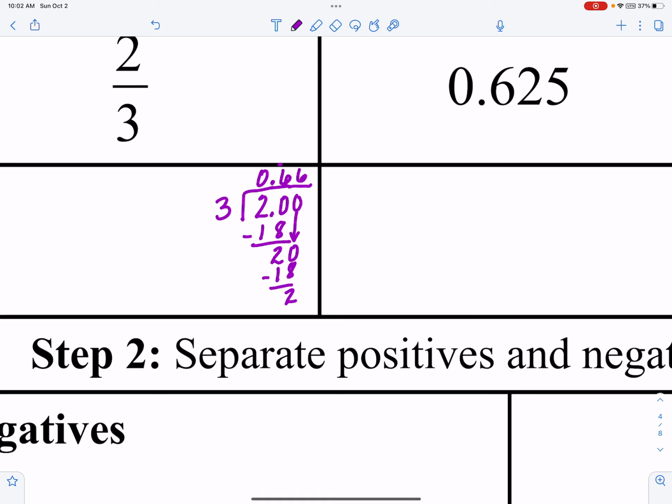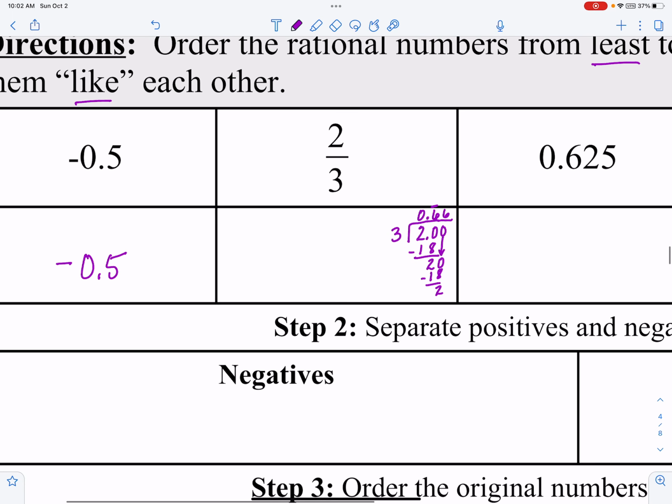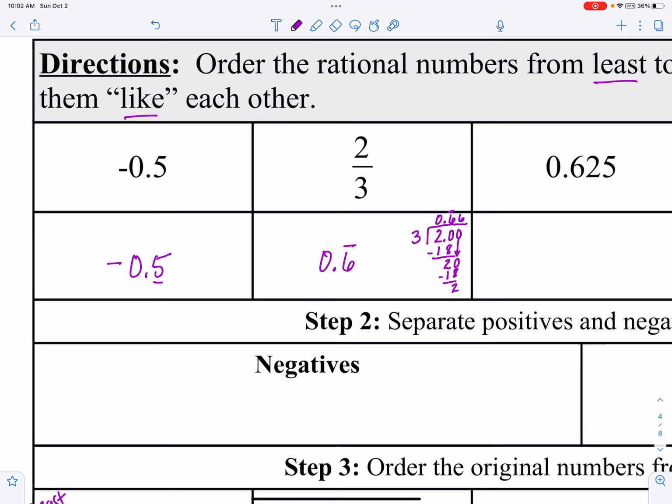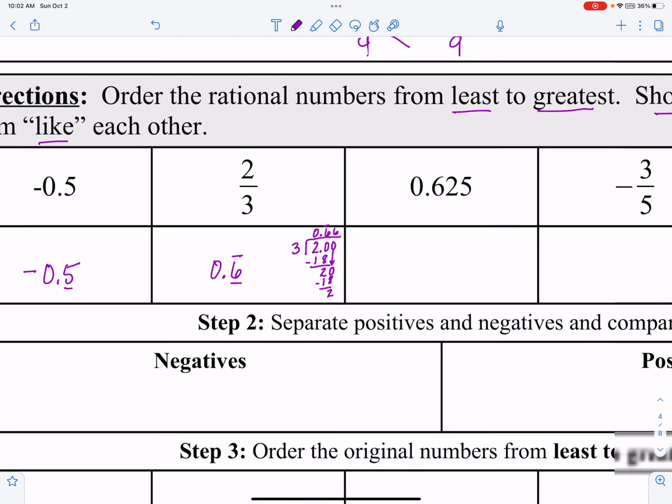So I can see that this is 0.6 repeating. Okay, and I'm looking at how many digits I have, and that only has 1 digit. So it seems like it's okay to just put the 0.6 repeating, and that's it. Okay, so far they're matching up because we talked about when you're comparing decimals, you want to have the same amount of digits that you're comparing.